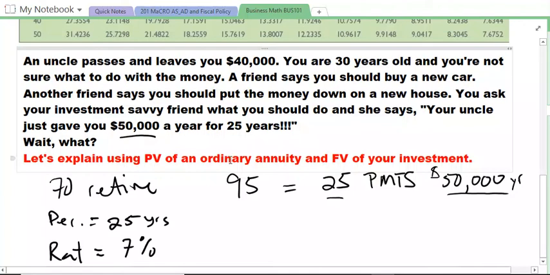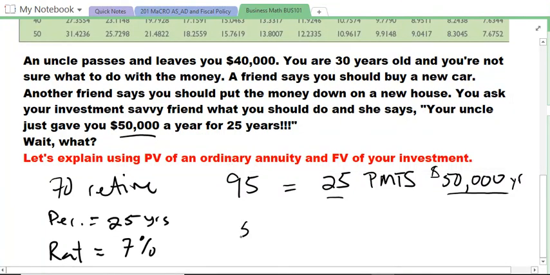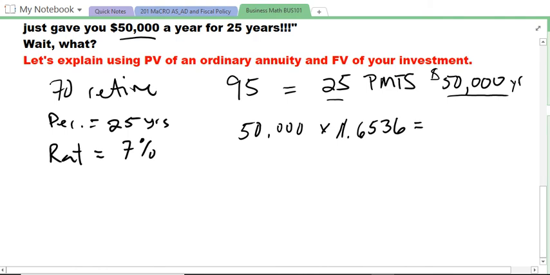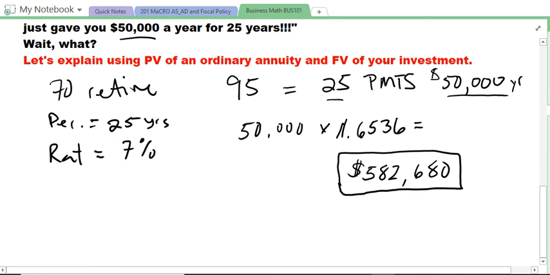And so we come down here and we say, okay, so $50,000 times 11.6536. And this equals, I'll put it down here because it's a large number, 582,680. And some change maybe? I can't remember. Anyway, that's roughly what it is. Okay. So there we go.